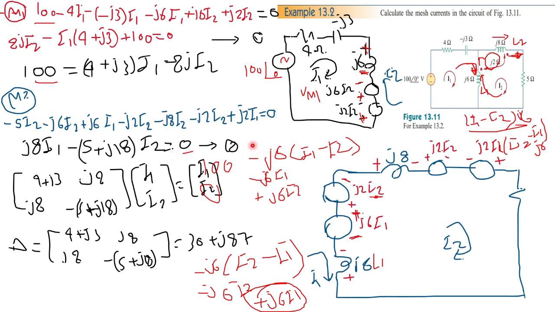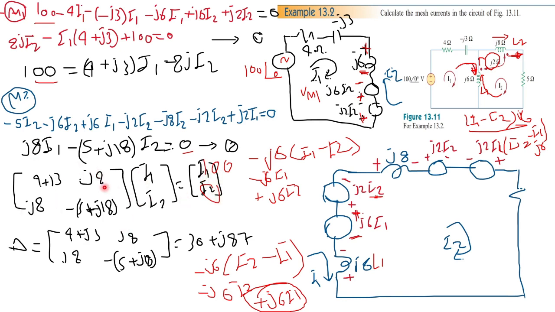This is equation number 2 and this is equation number 1, but I think it's better to use the matrices. We will define the coefficient matrix for I1 and I2. This would be 4 plus j3 from here. This is the coefficient of I1, and j8 from here. Likewise, it's j8 here, minus (5 plus j18), and this is the vector for the variables I1 and I2, and this is the right hand side, 100 and 0. I'm sorry for the mistake.